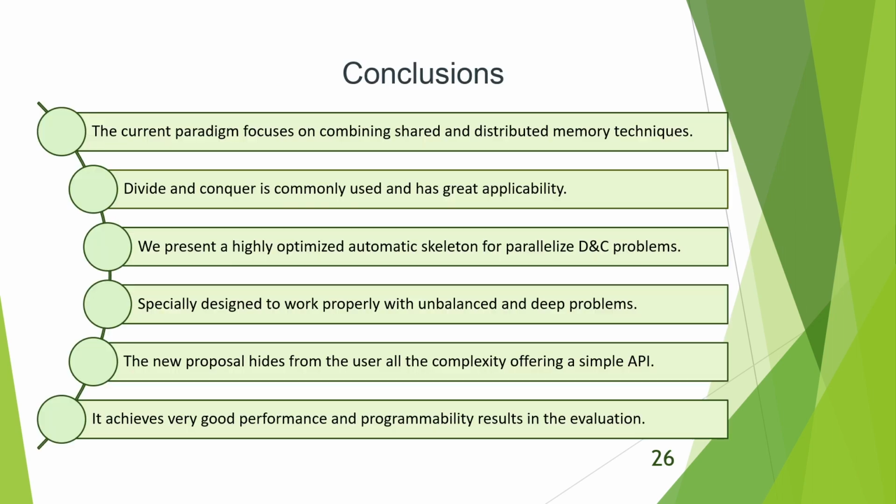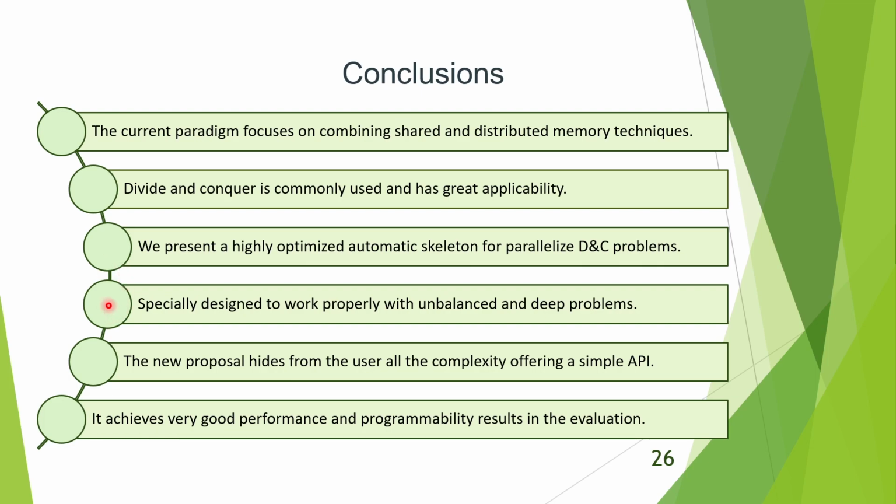Finally, our conclusion. The current paradigm of distributed computing focuses on combining parallel programming models for shared and distributed memory to achieve good efficiency. Divide and conquer is a very important pattern of parallelism that appears in many problems and can be used to implement other very relevant patterns. We present a highly optimized skeleton called deep parallel stack recursion that allows the automatic and efficient processing of divide and conquer problems on multi-core clusters.